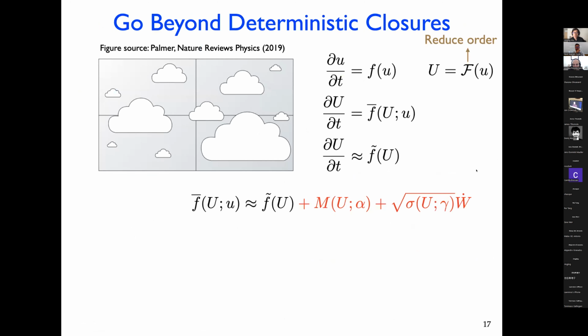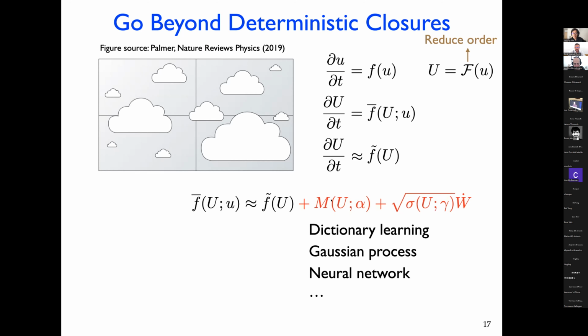For the last part of this talk, I'm going to share some recent progress about going beyond deterministic closures. For the previous results that we showed, we only focused on trying to learn a deterministic model error term M. For the rest of this talk, I will show some results about not only incorporating a deterministic model error term, but also a stochastic term.